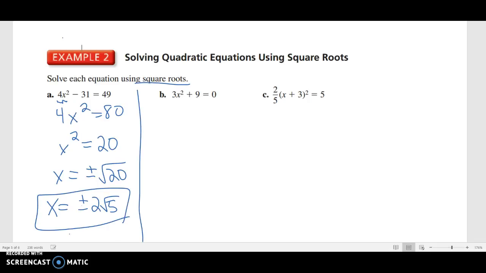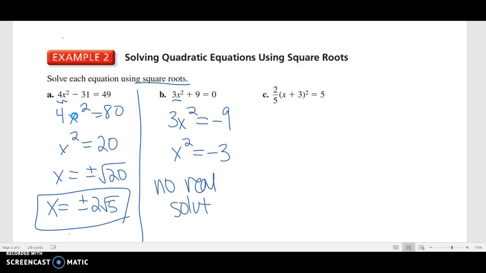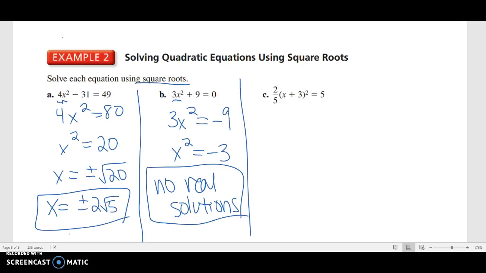Looking at part B, we want to get the x squared term all by itself, so I subtract 9 from both sides. And I can divide by 3. And I see here that x squared equals -3. Well, we know that when you square a number, it becomes positive, so the answer here is going to be no real solutions. So if you ever get an x squared equal to a negative number, for now we're going to say there's no real solutions, and you're going to move on to the next problem.